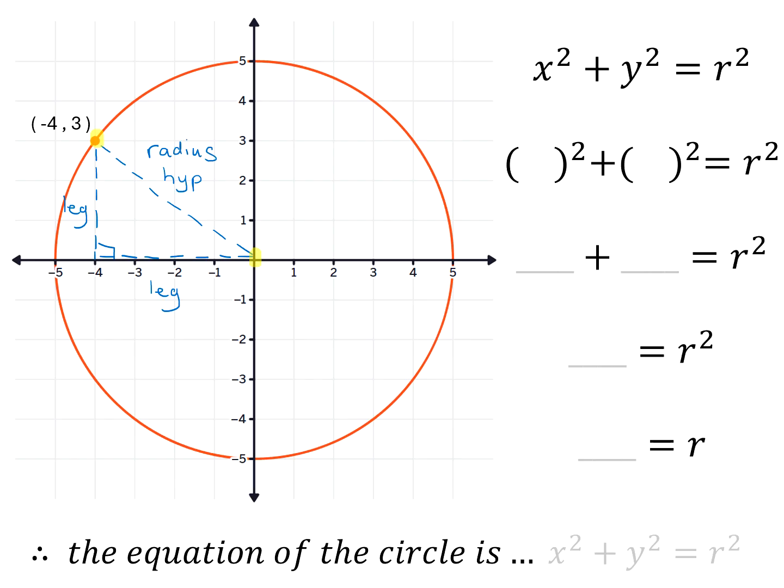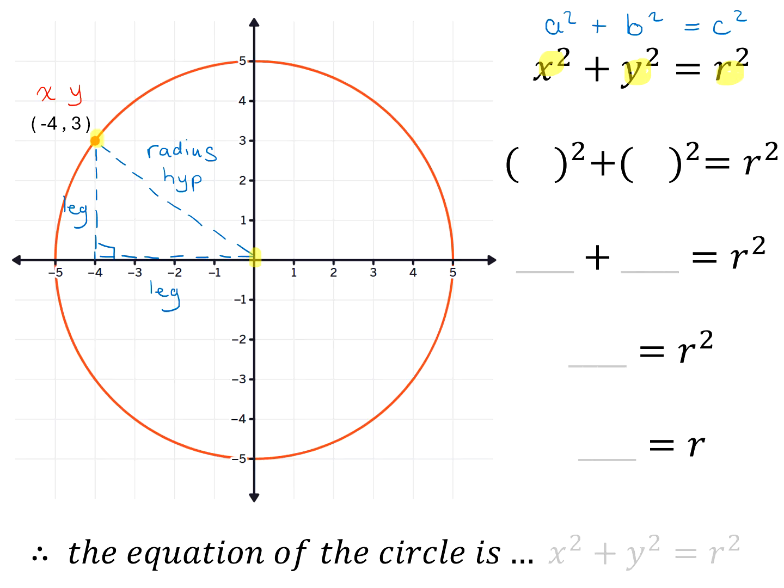Which means if I use the Pythagorean theorem, which is a squared plus b squared equals c squared, I'll be able to determine the radius. If you take a look at the general equation of a circle, which is x squared plus y squared equals r squared, you'll notice that this equation is pretty much the same thing as the Pythagorean theorem, which is a squared plus b squared equals c squared.